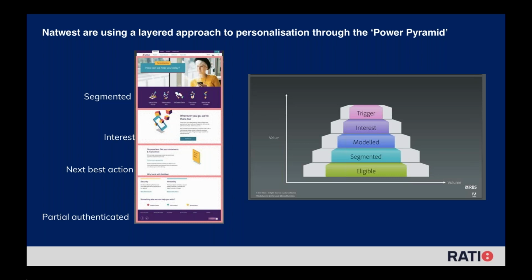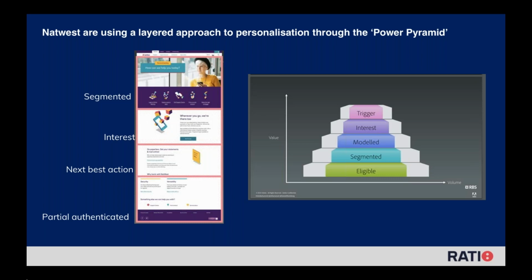So this power pyramid idea lets you look at how you can deliver multiple layers of personalization that target progressively smaller audience segments and progressively deliver more and more relevance and value. And NatWest have used this approach in order actually to deliver their entire homepage. So the starting point for them is that before they show any offer to anyone, they try and make sure that that visitor is actually eligible for the offer. That's important to them as a financial services organization.